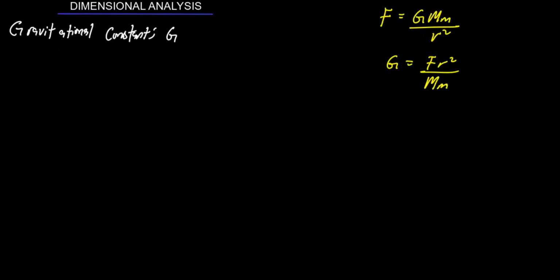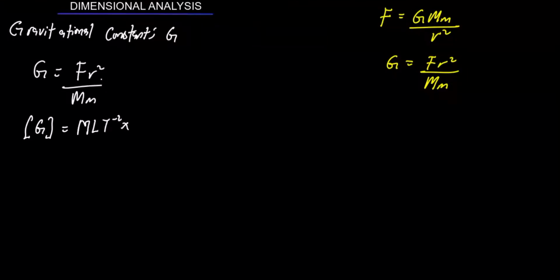Now, from here, I can deduce that the formula for G is F r squared all over m m. F is the force, r is representing distance. Also, if you are using a formula that has radius, it will have the same dimension as length. So I can say the dimension of G will be equal to force, the dimension is MLT to the minus 2, we've done that previously, times the dimension for this is L squared, all over m times m, which have the same dimension.